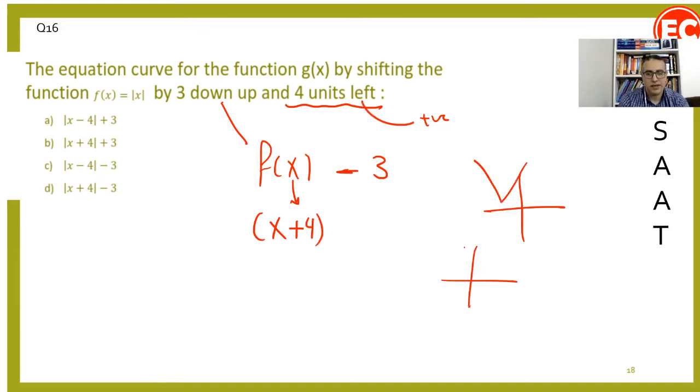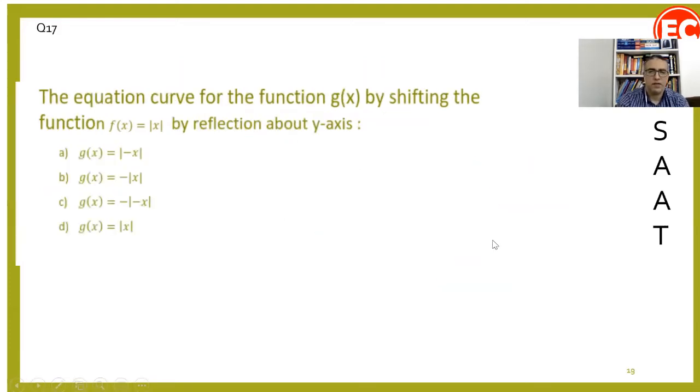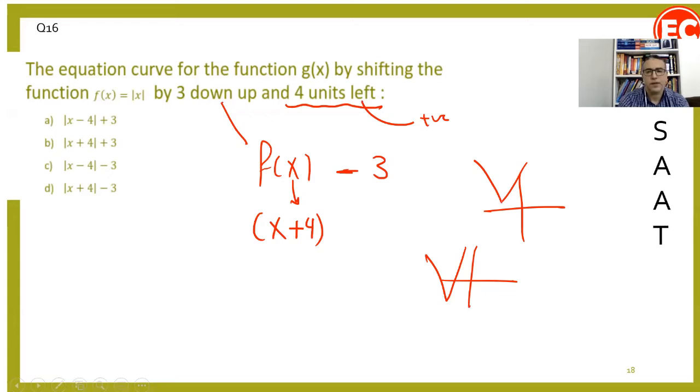Actually, it's here. No, negative 3 and 4 is here. Yeah, right. Negative 3 and 4 is here. So it's absolute value of x plus 4 and then minus 3. So the right answer is D.